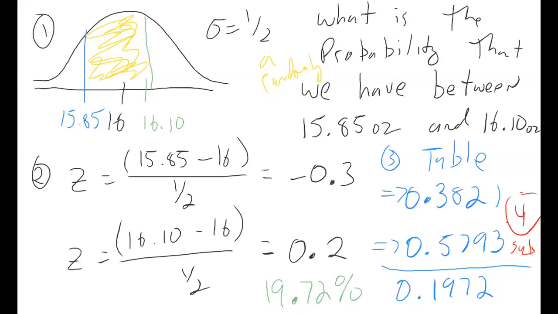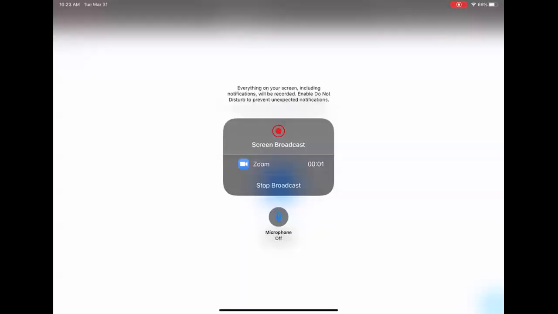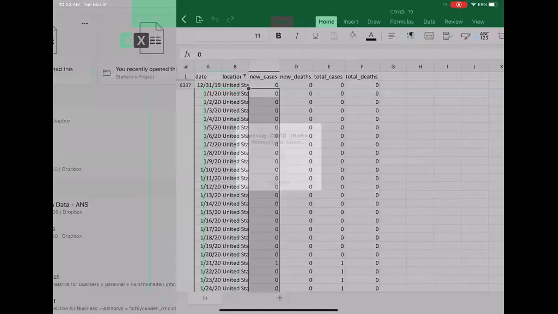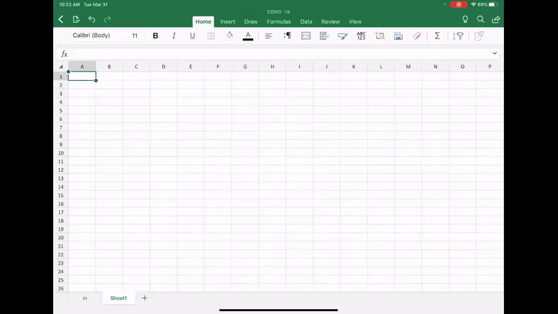All right, so what I want to do now is I'm going to stop sharing that. I am then going to share my screen. All right, can everyone see my Excel? Yes, all right.